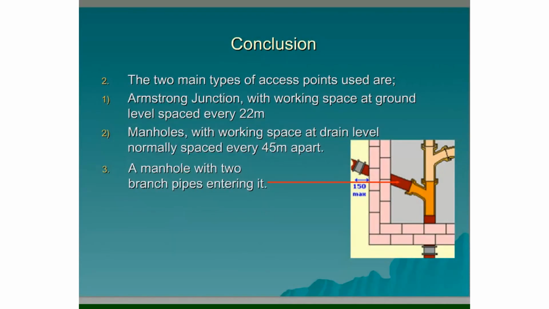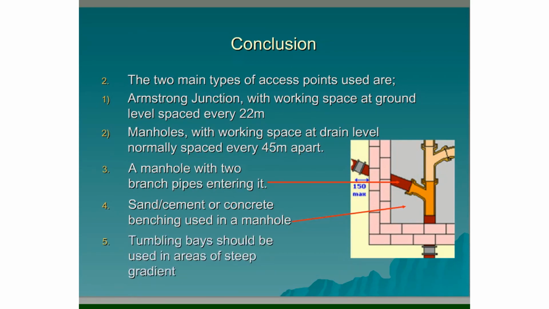A manhole with two branch pipes entering it. We can see a plan of it here on the right hand side. Sand and cement or concrete benching is used in the manhole in order to direct all the foul and wastewater into the main pipe. Tumbling bays should be used in areas of steep gradient.